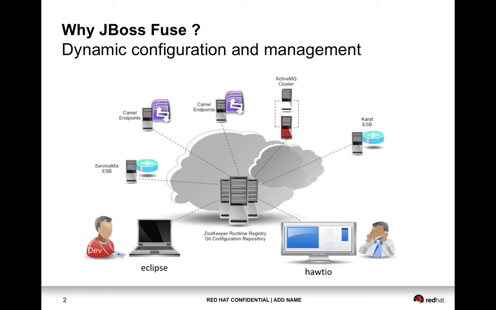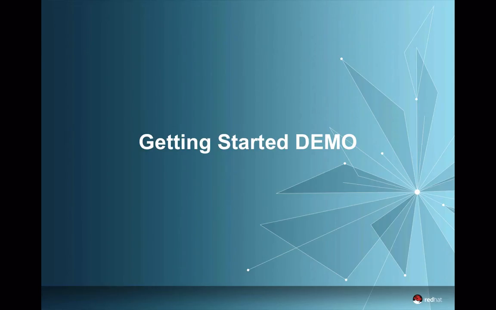And with JBoss Fuse, it's easy to scale up and scale down and get high availability because underneath it has a ZooKeeper runtime registry, so it's hiding all the nasty IP and networking stuff from you. So the programmer just works. All you have to do is run JBoss Fuse and set up the things that you need, and it just runs. And for that, let's start our demo.